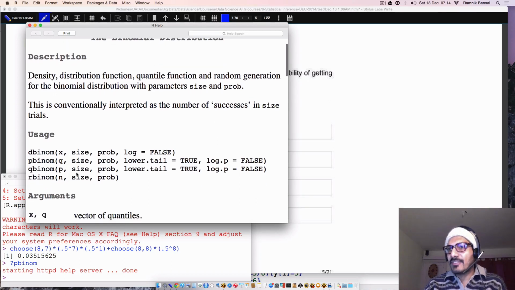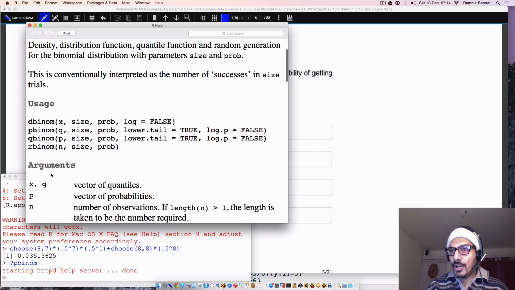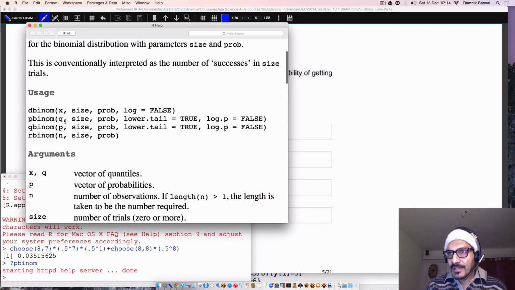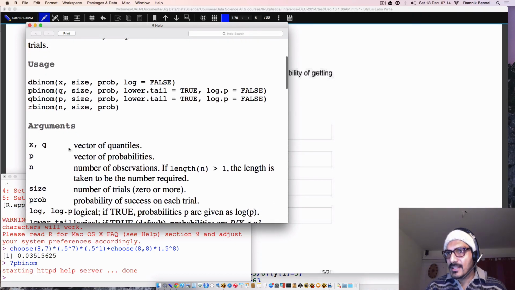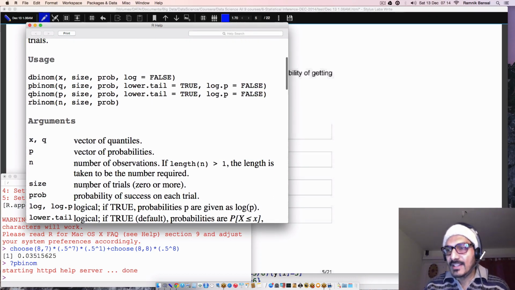So we're saying we have P binom, Q binom, R binom, D binom. We look at these, but let's begin with P binom. The input is Q, right? Q is a vector. P is not there in this, and N is not appearing either. We have size. Size is the number of trials. In our case, the number of trials is 8, all right?